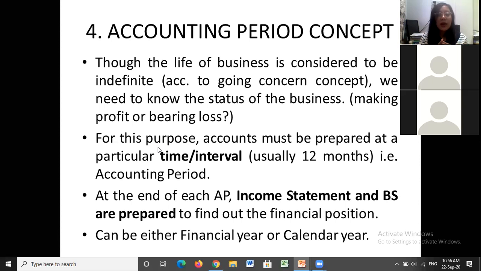Or the second one can be the normal calendar year, that is January to December. So my accounting period can either start from 1st of January and end by 31st December, or can start by 1st of April and end by the next year 31st March. Okay, that is known as accounting period concept.